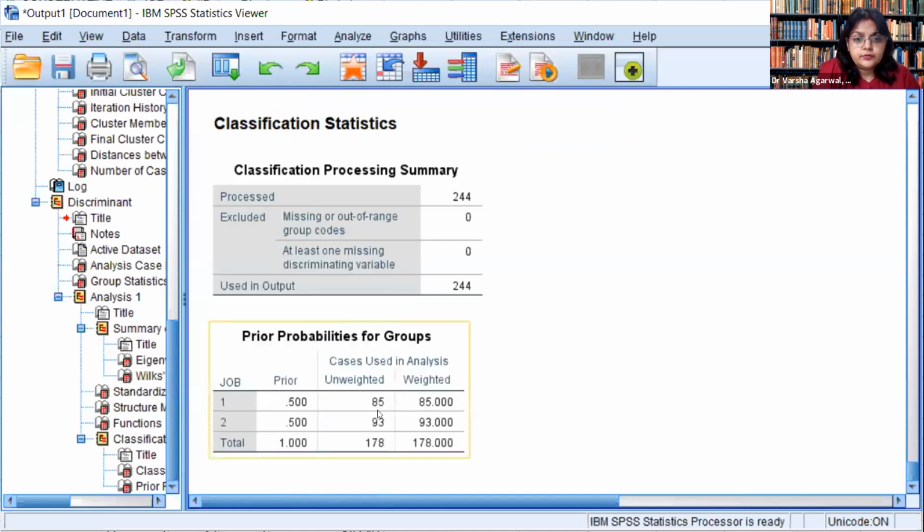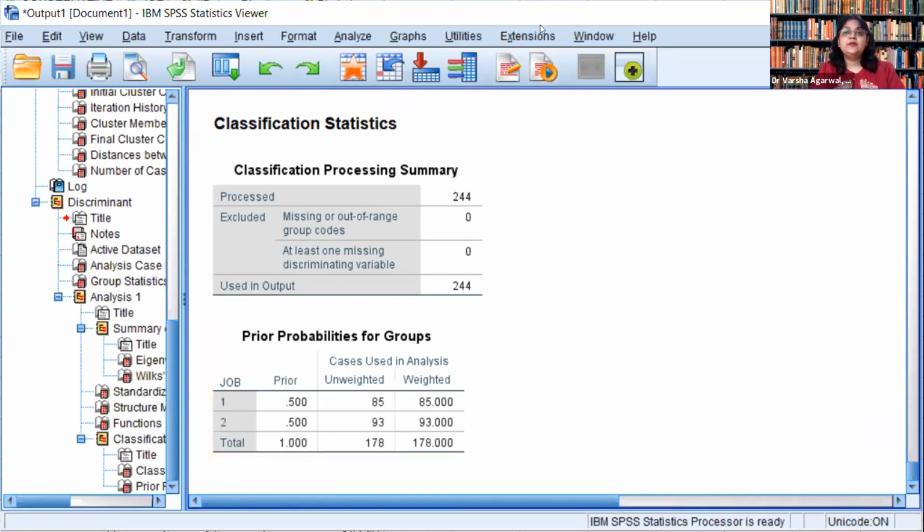So see here how many people belong to each group. Group 1 has 85 and group 2 has 93. So totally 178 people. This is how I have discriminated these 178 people into two groups based on their job. This is how we run the discriminant analysis.